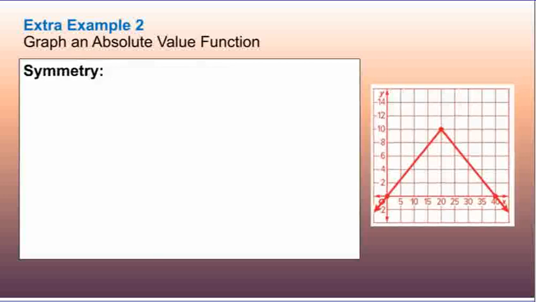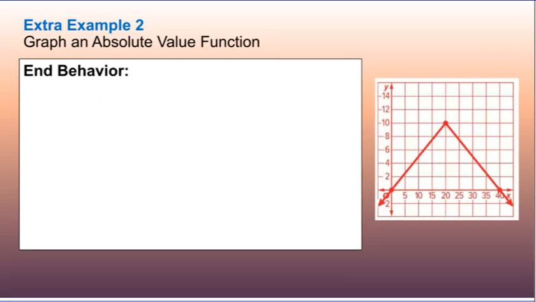Next, we have symmetry, drawing our line of symmetry. So this would be x equaling 20, which just means that when you are 20 feet from the edge of the building, whichever side you are on, you're going to be the same height on each side of 20.